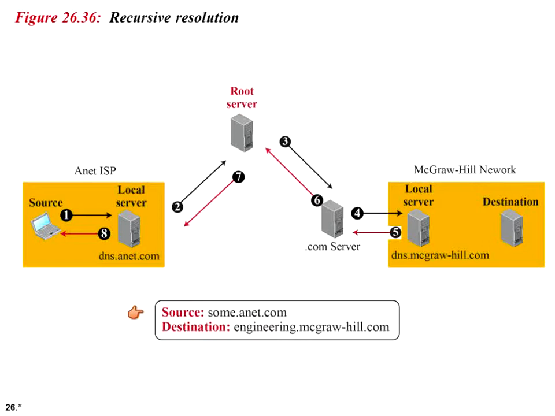And it needs to find the IP address of another host, which is named engineering.mcgraw-hill.com. So this is the destination to send a message to. Now the source host is connected to ANET ISP. The destination host is connected to McGraw-Hill network.